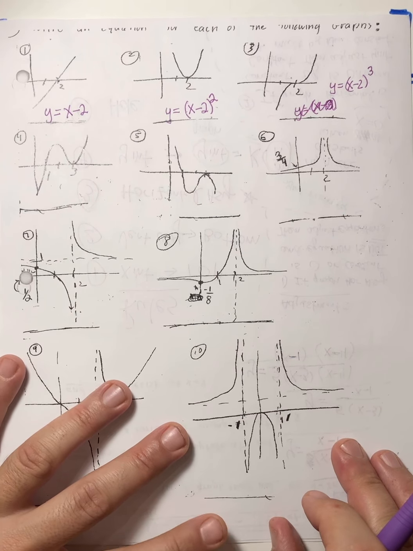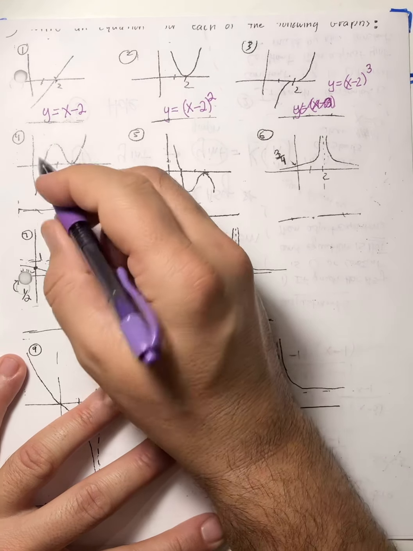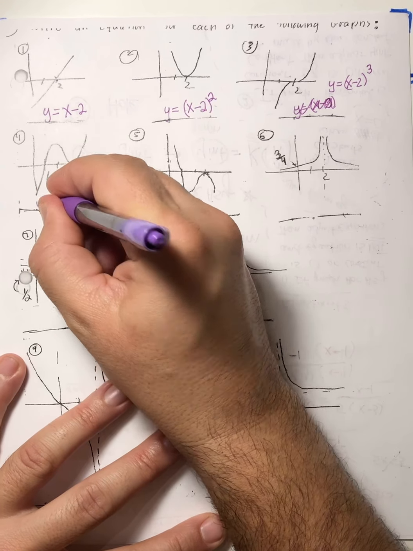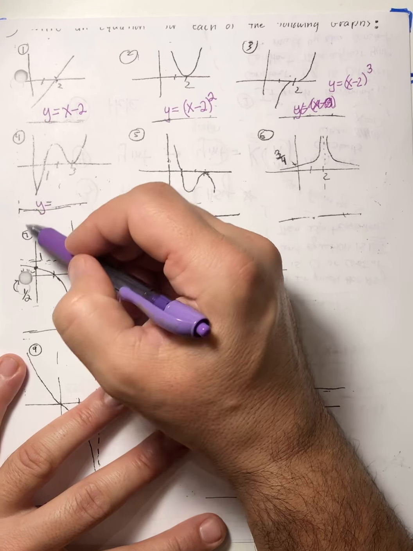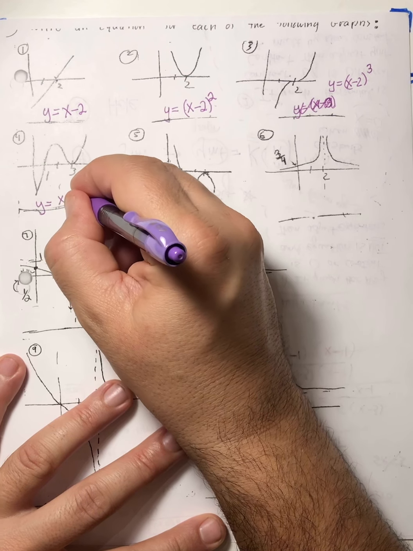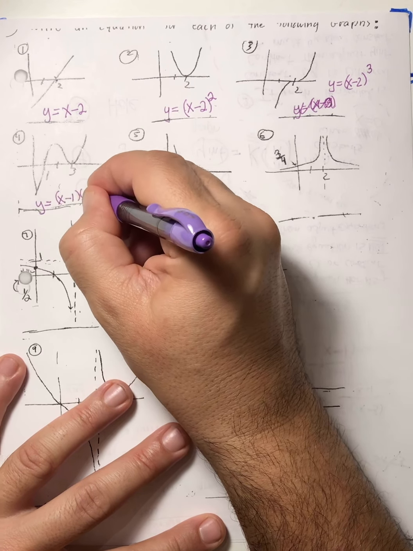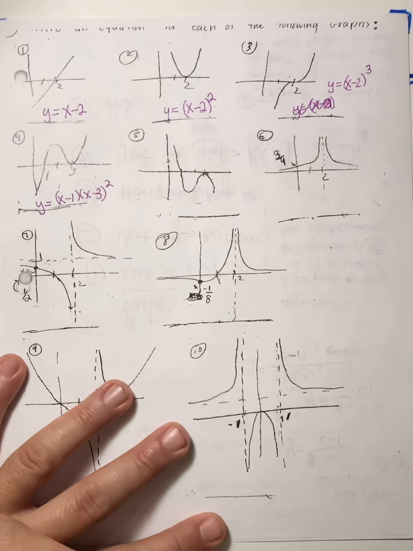Okay. All right. Now here's a third degree equation. So y equals, and now notice, remember third degrees, they start low, they do their squiggles, and they finish high. So x minus 1, x minus 2, x minus 3 squared. Okay.